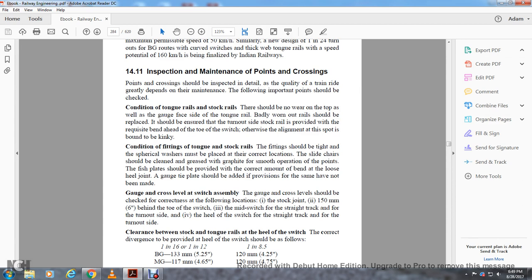Condition of fitting of the tongue and the stock rail. The fitting should be tight, and cylindrical washers must be provided for the correct location. Slide chairs should be clean and free of grease, with graphite for smooth operation. For the points, fish plates should be provided with the correct amount of bend and kept loose.